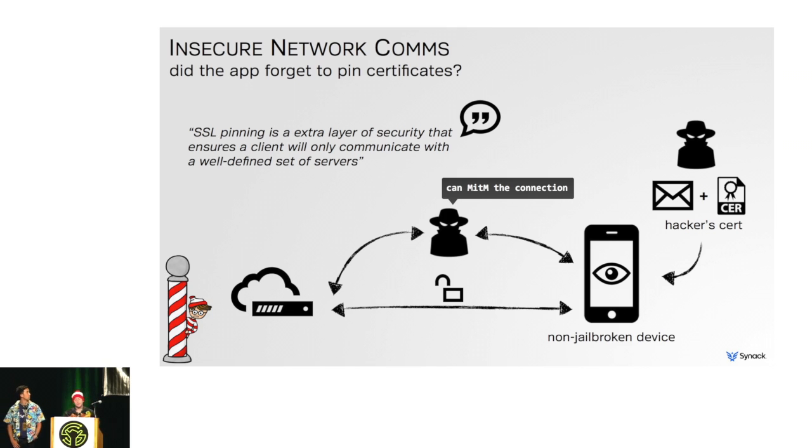Another thing in terms of insecure network communication is: did the app forget to pin its SSL certificates? SSL pinning is a layer of security that protects against rogue CAs or social engineering attacks. If an application does not use SSL pinning, the following scenario could allow a hacker to man in the middle a connection. The goal here is for the hacker to get their malicious, untrusted certificate installed onto the targeted user's device. It turns out iOS is actually pretty easy because iOS detects certificates in emails and allows you to click on them, and it'll give you a warning, but if you click yes, it'll then install them into the device.